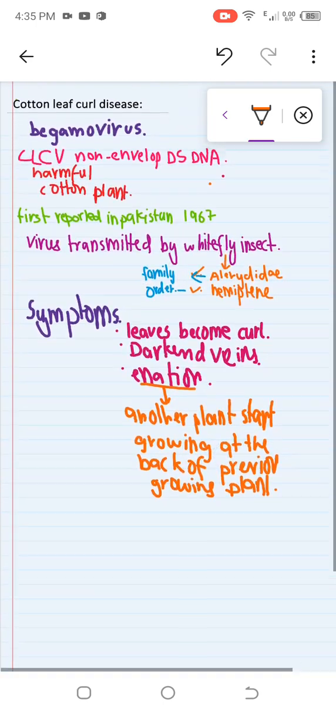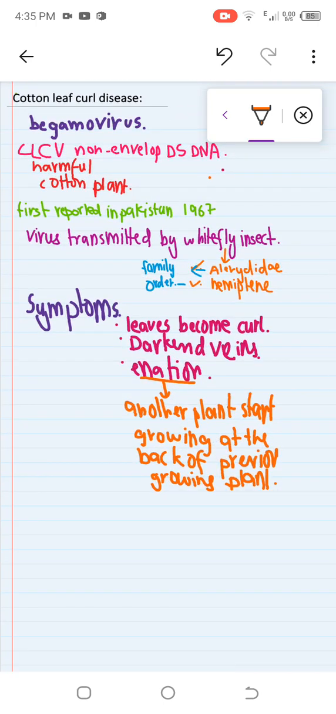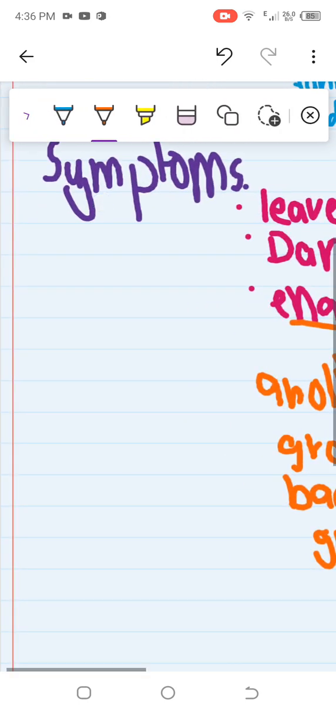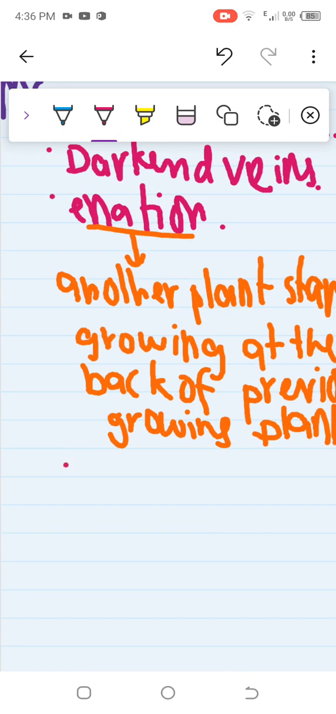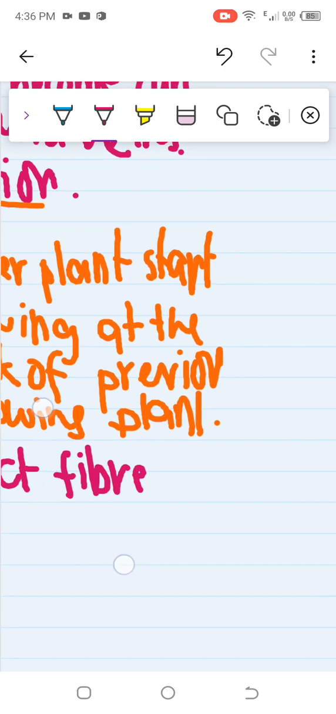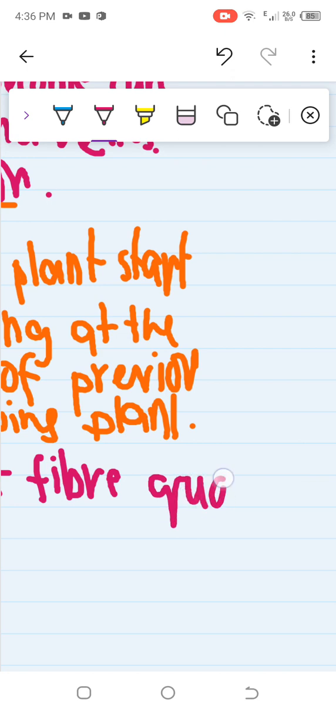And it also affects the fiber quality. It affects the fiber quality too.